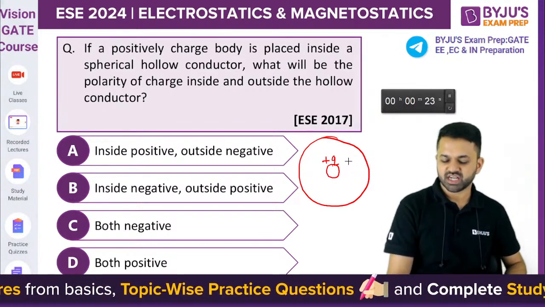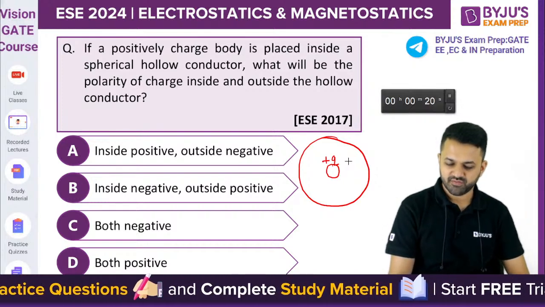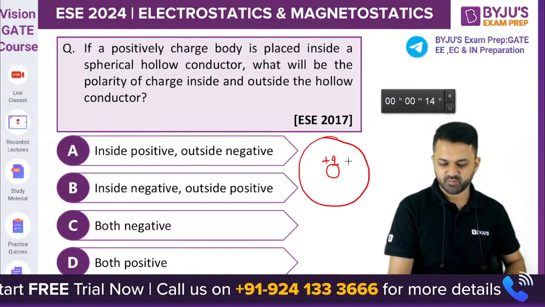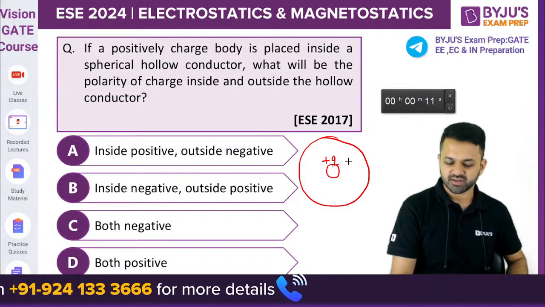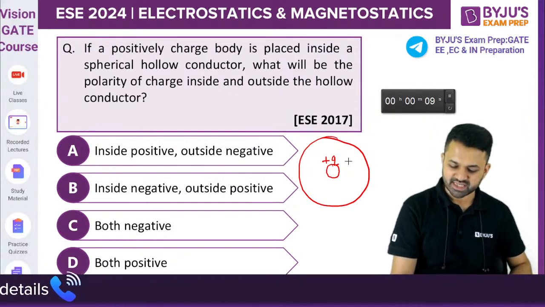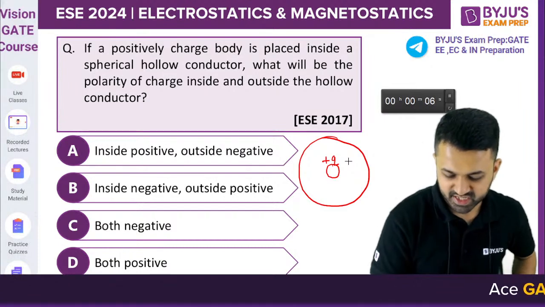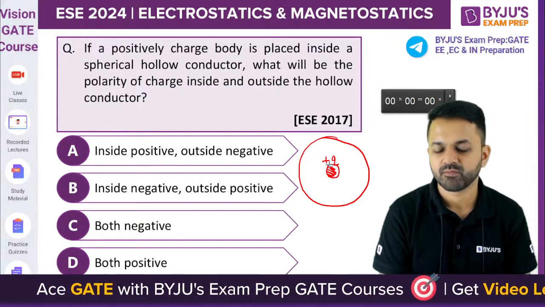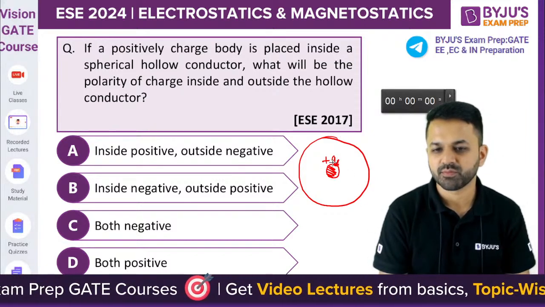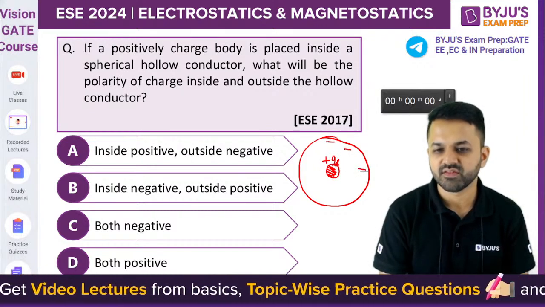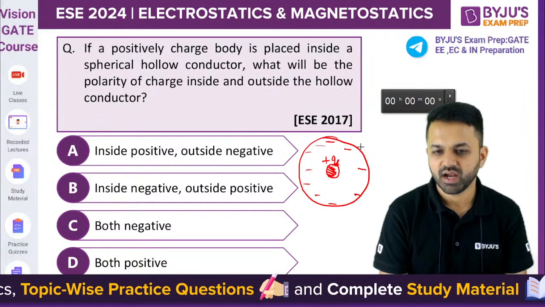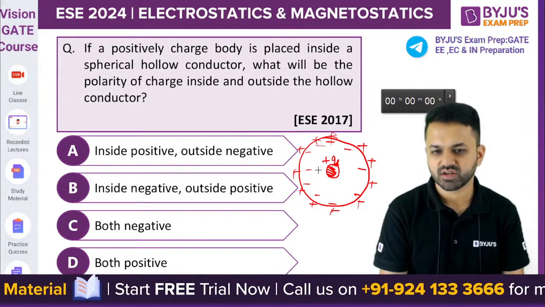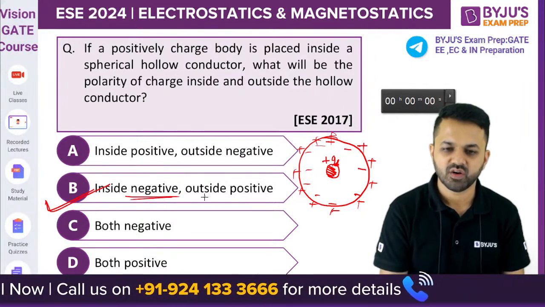The force on the charge Q due to the electric field is F equals QE, and for a positive charge the force is in the direction of the electric field. With a positively charged body placed inside the hollow spherical surface, an electric field is generated which is away from the center. So if you put the positively charged body inside, then the inner surface of the conductor becomes negative, and because of induction the outer surface becomes positive. So inside negative, outside positive.